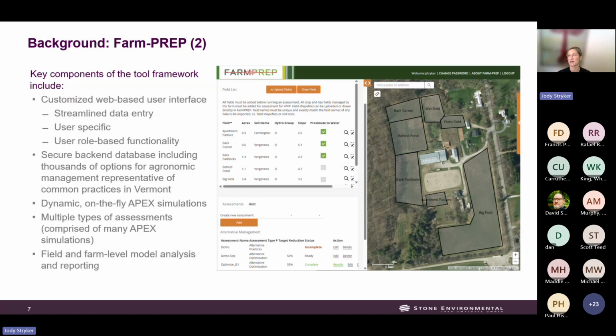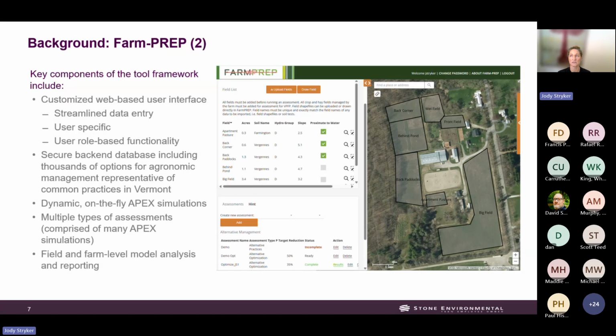So for some users, this means minimizing data entry to the extent possible. And for others, it means streamlining that process as much as possible while also collecting the data required for both the Apex model as well as any program requirements. The tool, including the interface, is user specific.